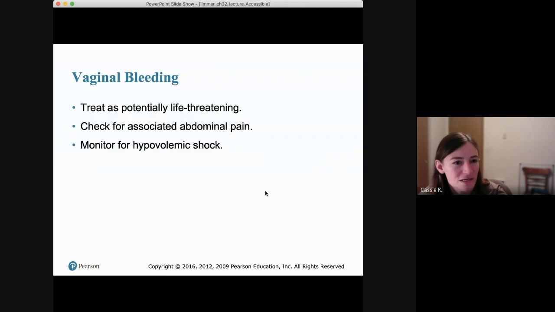Gynecological emergencies. There might be vaginal bleeding not related to a pregnancy. Treat it as potentially life-threatening. Check for associated abdominal pain. Monitor for hypovolemic shock.